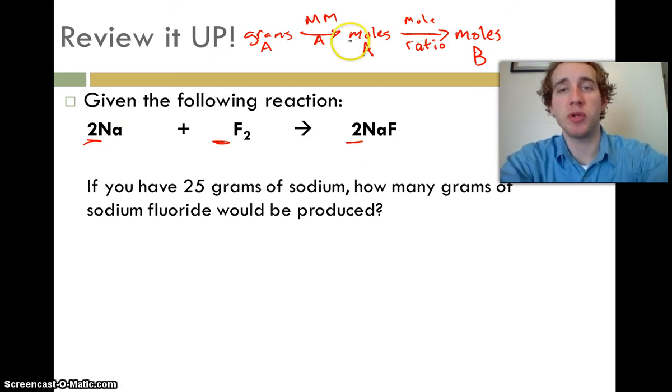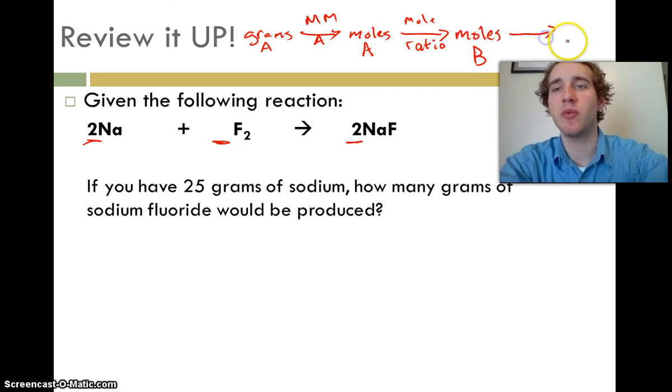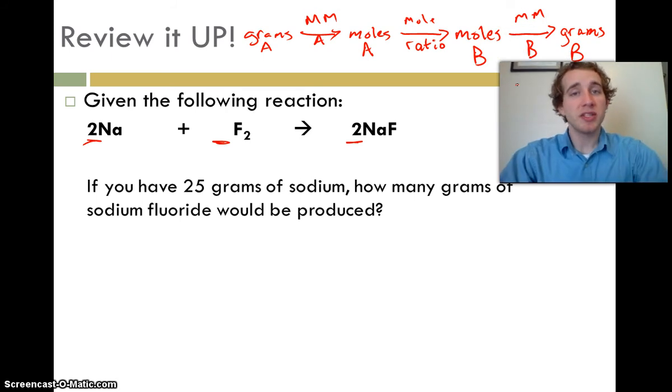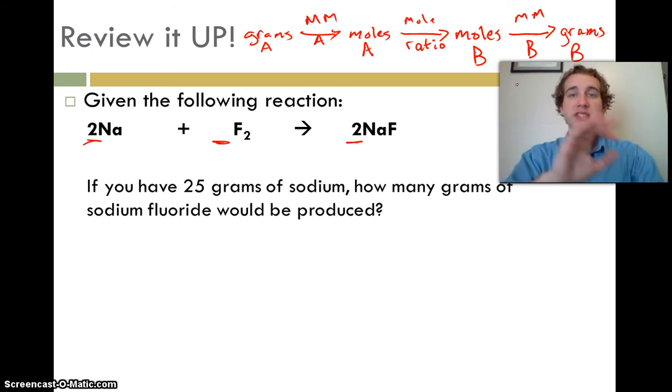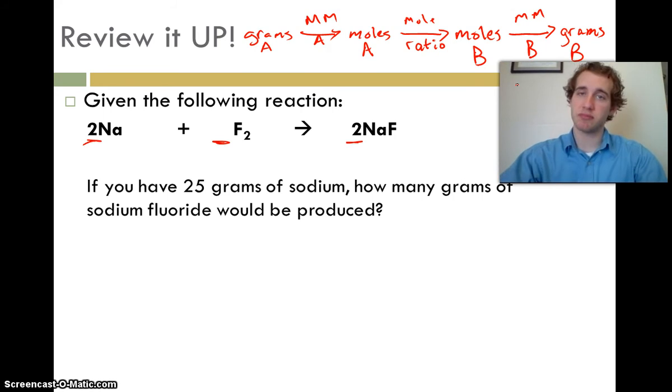So from moles of one substance to moles of a different substance, we use the mole ratio, and if so needed, we could change from moles of that substance back into grams of that substance using the molar mass of that new substance. So, just a real quick review of our steps to go from grams to moles, moles to moles, moles to grams, if our problem needs.